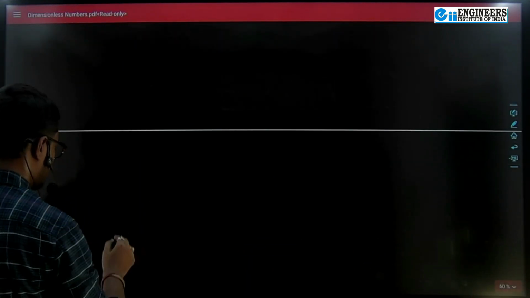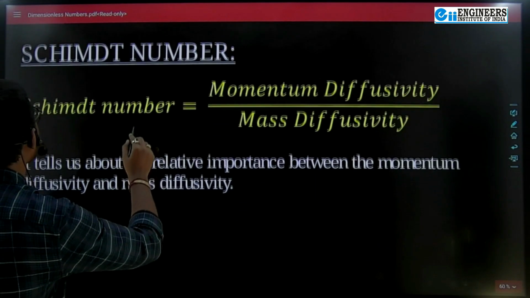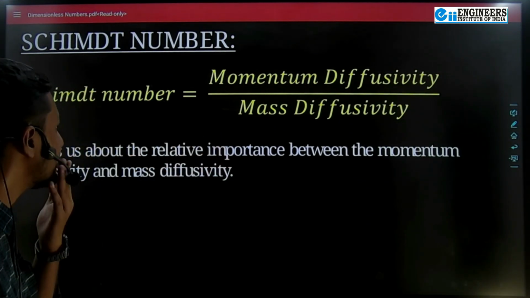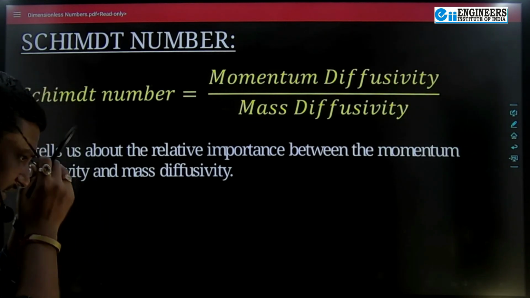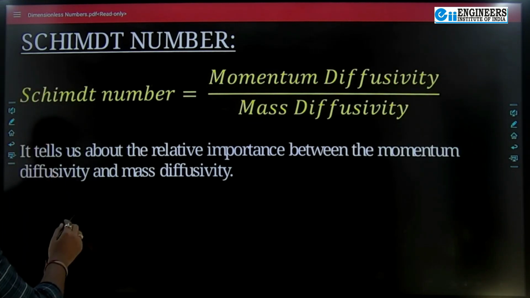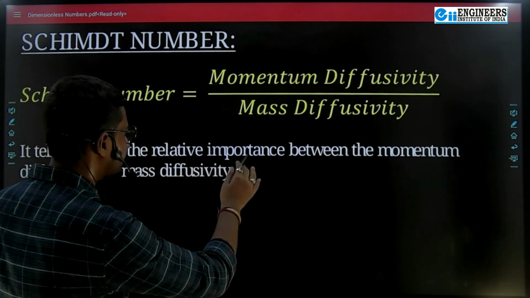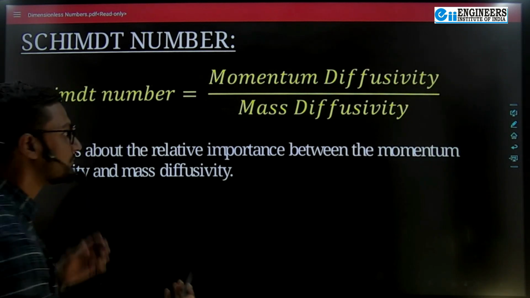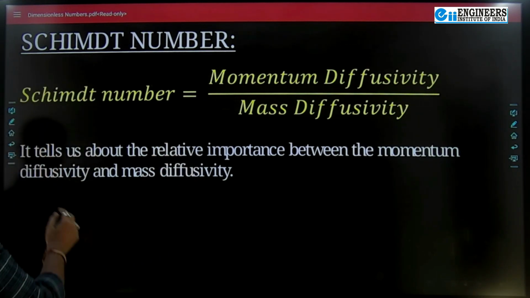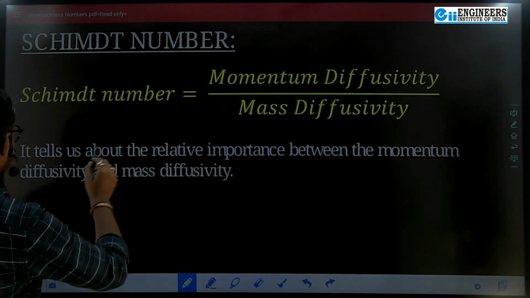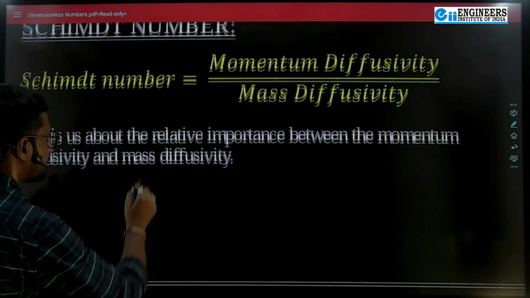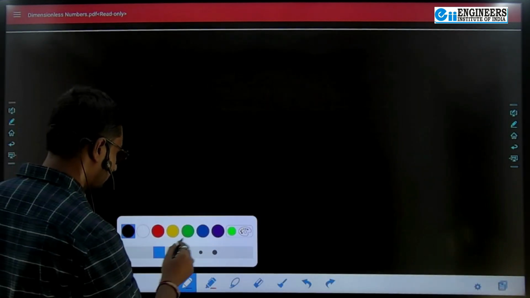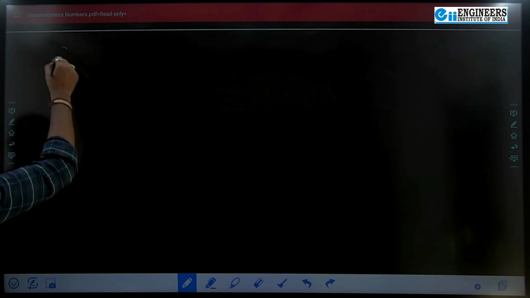Now let us move forward to another dimensionless number, that is the Schmidt number. So the Schmidt number is momentum diffusivity divided by mass diffusivity. It gives the relative importance between the momentum diffusivity and the mass diffusivity. Just a simple discussion. What is the formula for this? We will look at how we derive the formula. Okay, so first of all, let's start with the Schmidt number.